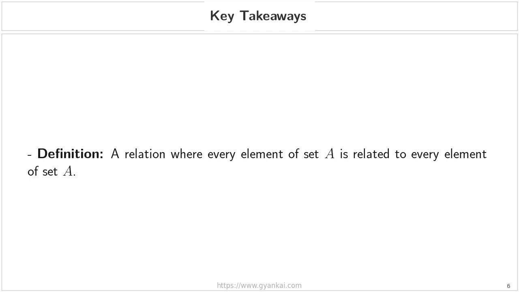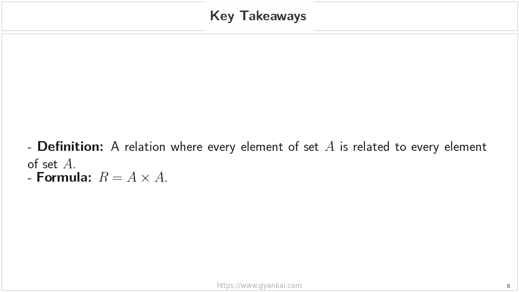Key takeaways. Now that we have walked through the theoretical definition and seen a practical example with the students in a classroom, let us summarize the key takeaways to ensure the concept is clear. First, let's revisit the definition. A universal relation is one where every single element of set A is related to every single element of set A, leaving no pair unconnected.